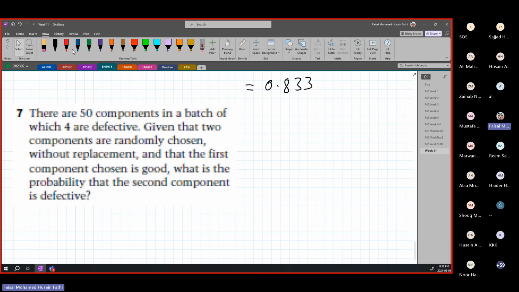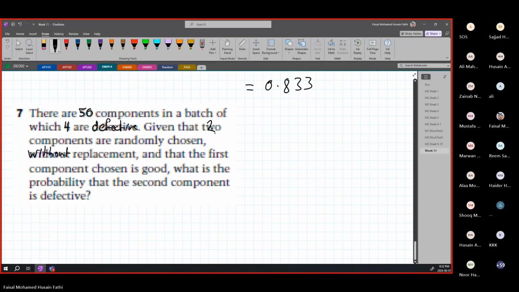There are 50 components, so 50 components in a batch of which 4 are defective. Given that two components are randomly chosen without replacement. So it says without replacement. And that the first component chosen is good. What is the probability that the second component is bad or defective? So probability of second bad. I'm just going to write it like that.